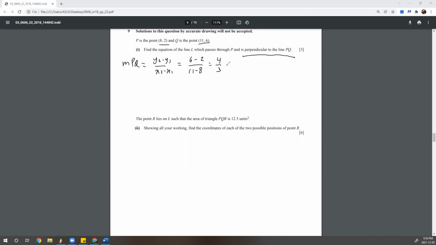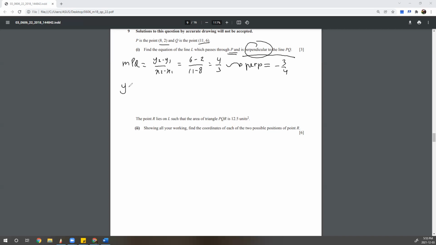So we want to find the perpendicular. Perpendicular means negative reciprocal. You have to change it. Since it is perpendicular, the gradient will be negative 3 over 4. You put the negative and switch the order of numerator and its denominator. Okay, and passes through P.